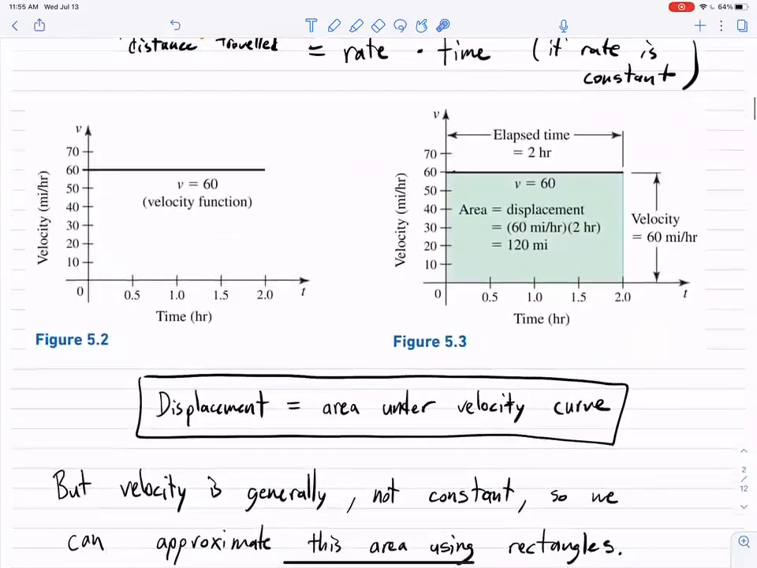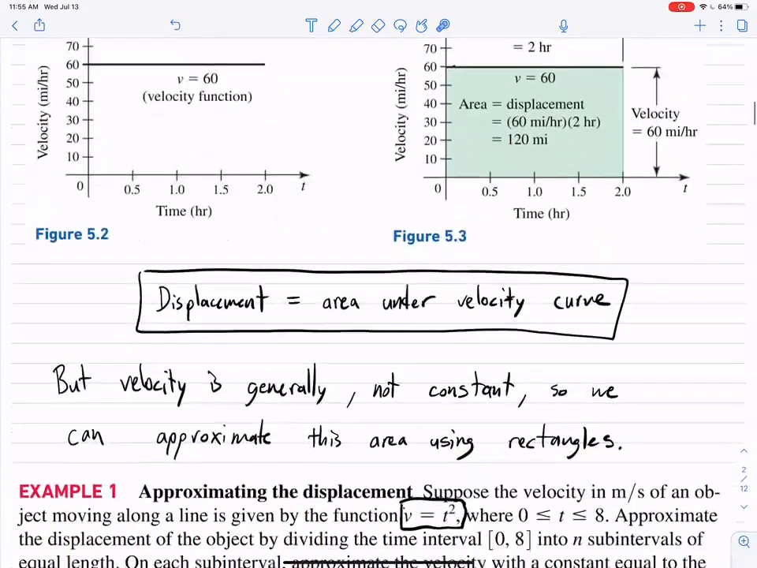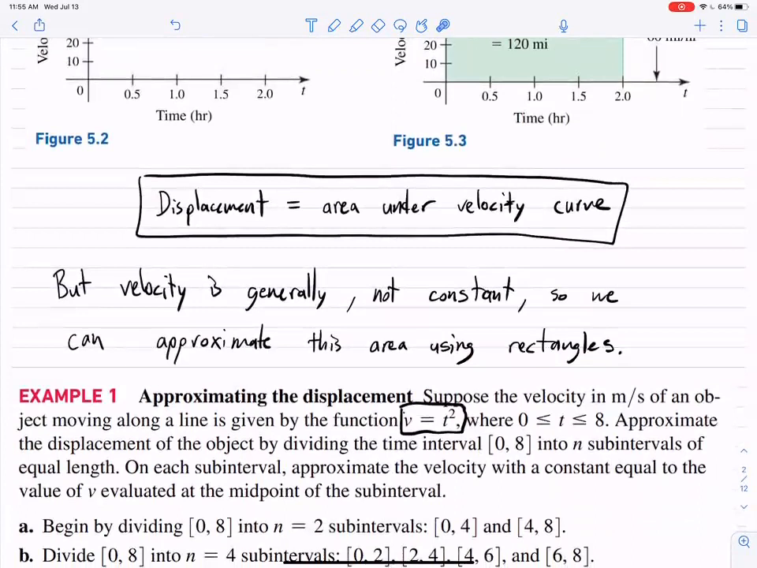But velocities in general are not constant. They're not these nice constant functions. So how can we find the displacement of a messy velocity function? We can use rectangles to approximate it, and so let's do that. Let's say that an object has this velocity function, t squared, between t equals 0 and 8, and it's going t squared meters per second.